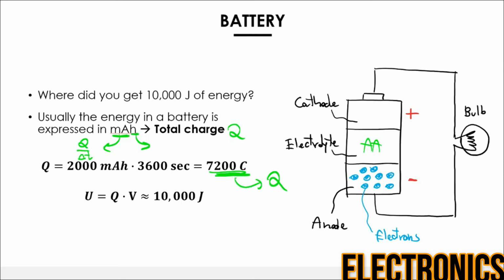Now the energy, if you want to have it expressed in joule, you just multiply the amount of charge inside the battery by the voltage V, which in this case is 1.5 volt. Remember that the voltage is the energy per unit of charge, so if you multiply by the total charge, you get the total amount of energy. And in this case, you get a number that is about 10,000 joule.